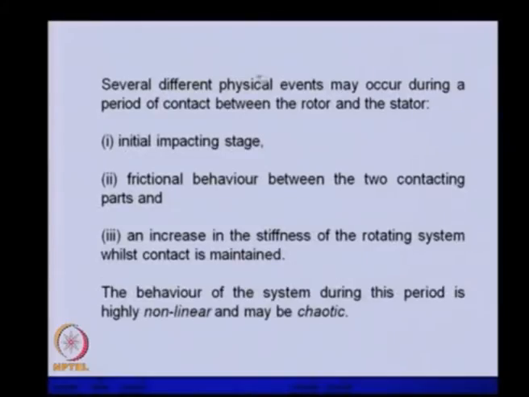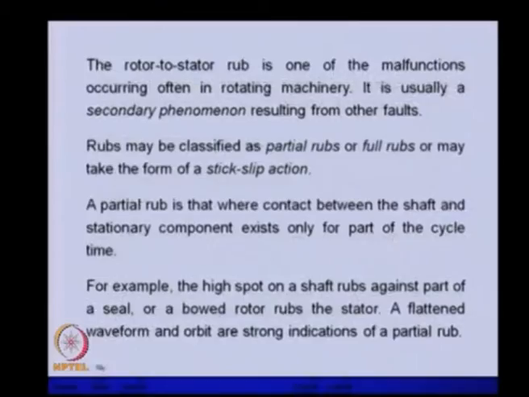Several different physical events may occur during a period of contact between the rotor and the stator: the initial impending stage, frictional behavior between the two contacting parts, and an increase in the stiffness of the rotating system while contact is maintained. The behavior of the system during this period is highly nonlinear and may be chaotic in nature. Some research has reported that this may give a chaotic behavior of the system.